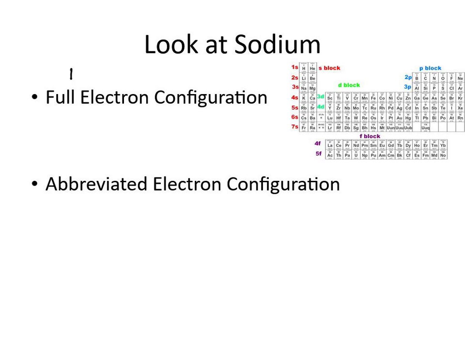Sodium is 11 electrons, so that's 1s2, 2s2, 2p6, 3s1. Okay? Once you find sodium, put your finger on it, please. Your periodic table. You guys are putting your finger on sodium.